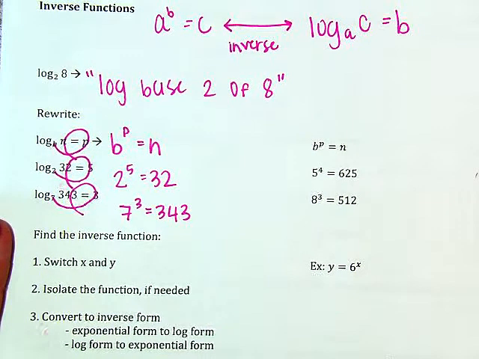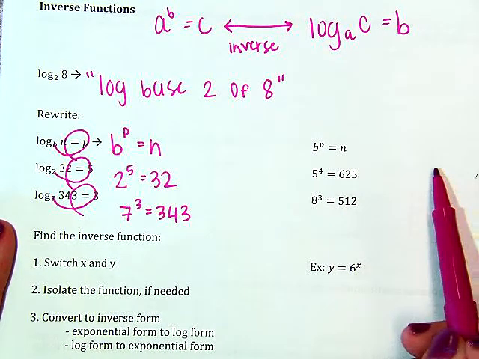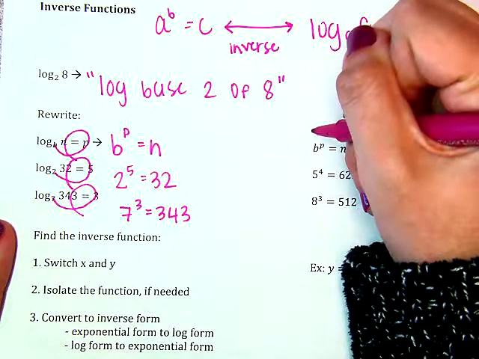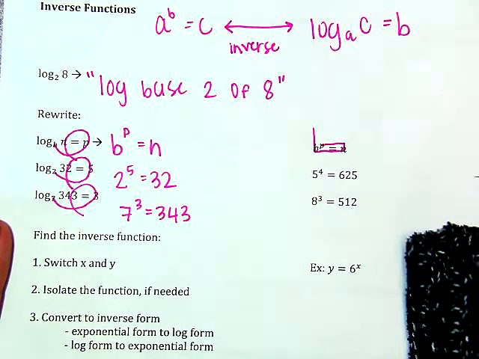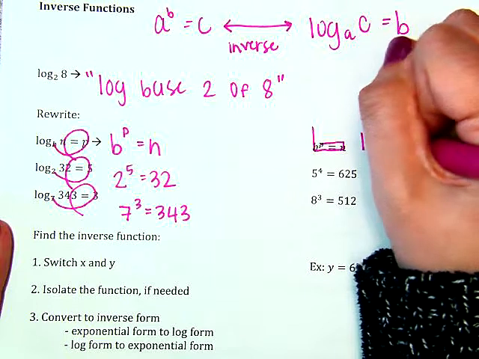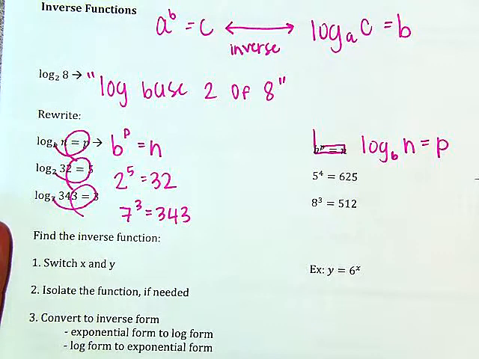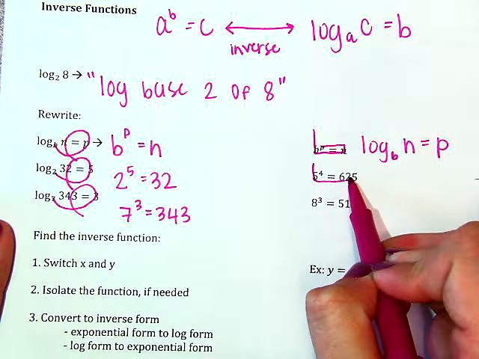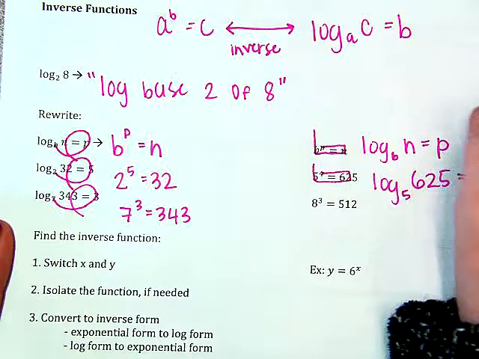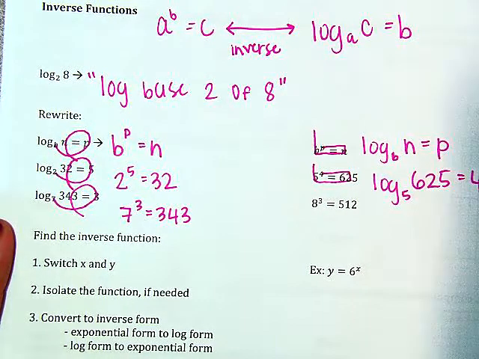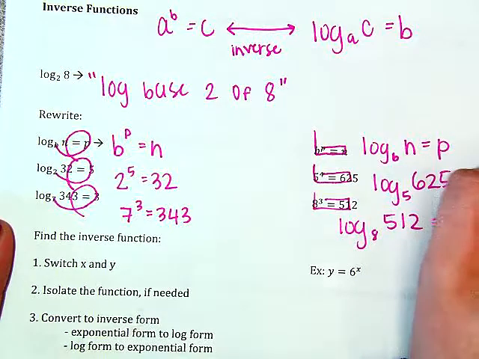Okay, now the other way, so this was in log form, now it's an exponential. Now I got exponential and we're going to change it to log. For log, I do the big L. So log base b of n equals p. Just tells you what order to go in. So this one, log base 5 of 625 equals 4. And the last one, log base 8 of 512 equals 3.